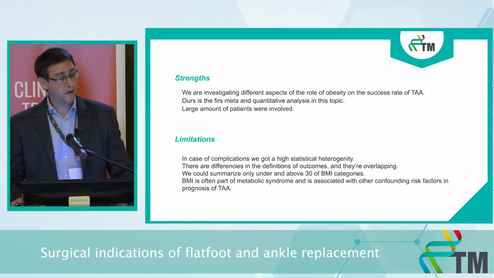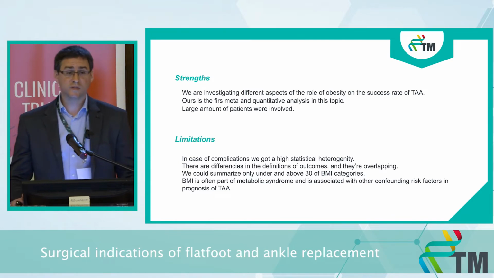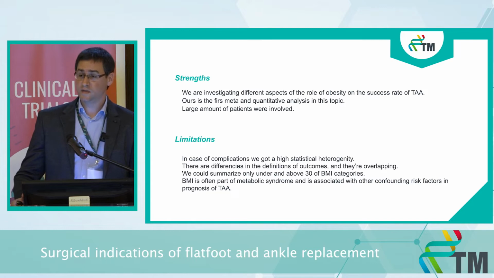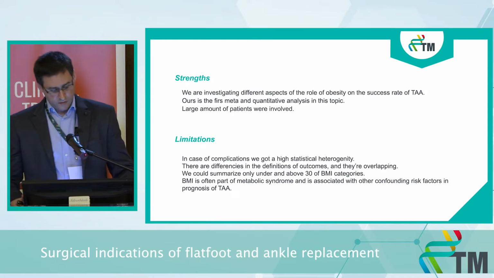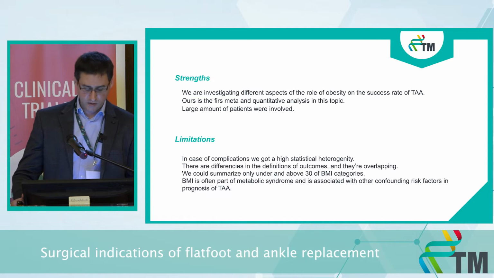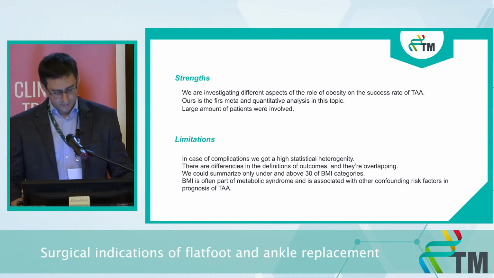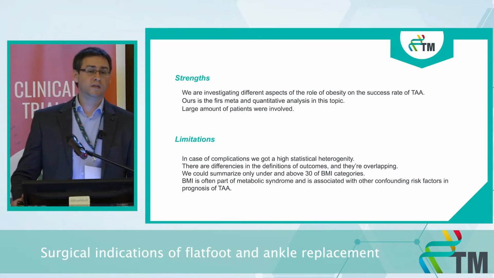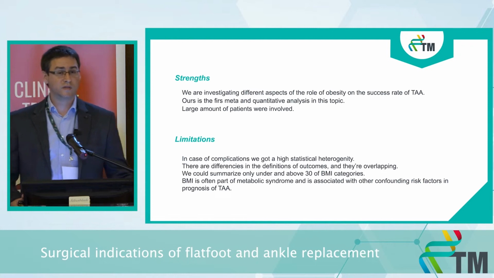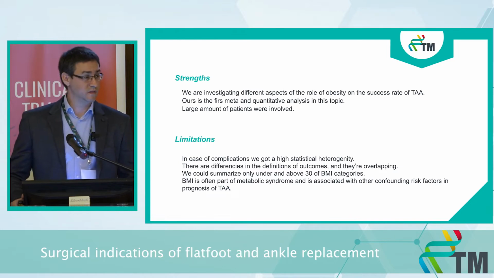The strength of our work is that we are investigating different aspects of the role of body mass index in ankle arthroplasty. Ours is the first quantitative analysis in this field, and we have involved a large number of patients, but our investigation has limitations as well. We have a high statistical heterogeneity in case of complications between the populations, and the complication definitions are different and overlapping. And we could summarize only the under and above 30 of BMI groups. The BMI is often part of metabolic syndrome, and that's why it is associated with other confounding risk factors, which can influence our results.